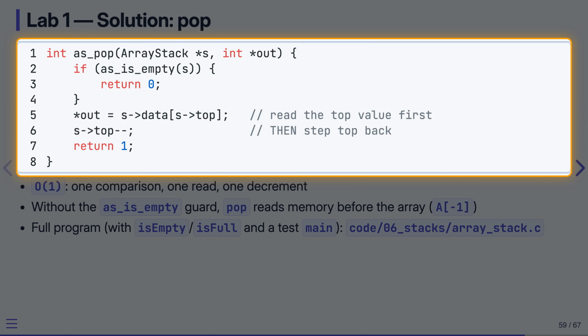Both functions are big O of 1. Just one comparison, 1 index step and 1 memory move. The guard is the key part. Without it, push would quietly damage the memory past the array, and pop would quietly read the memory before it. The full program lives in the chapter's code folder.